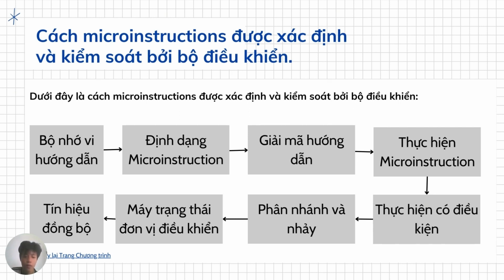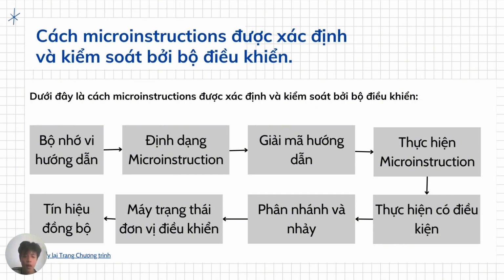Tiếp theo là giải mã hướng dẫn. Khi CPU tìm nạp một lệnh cấp cao từ bộ nhớ, thì bộ điều khiển sẽ giải mã lệnh đó để xác định vi lệnh nào cần được thực thi để thực hiện lệnh. Quá trình giải mã có liên quan đến việc tra cứu microinstruction trong bộ nhớ microinstruction dựa trên opcode của lệnh cấp cao.